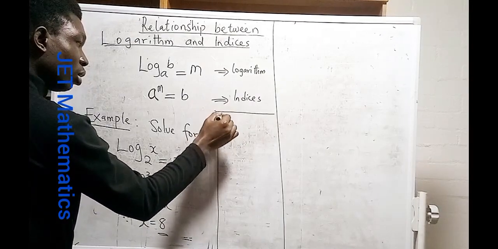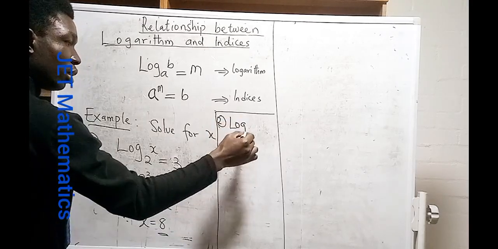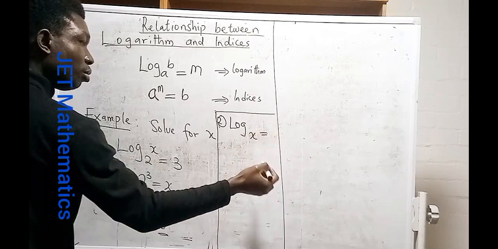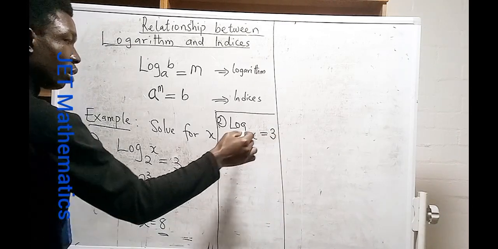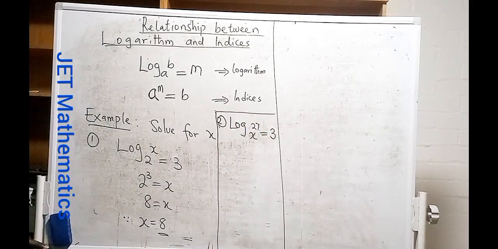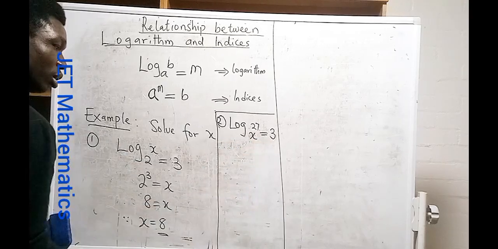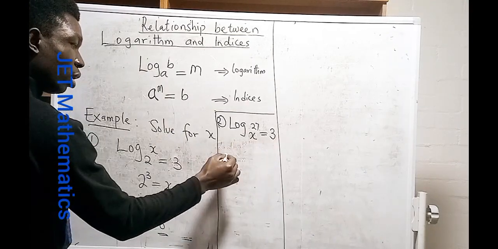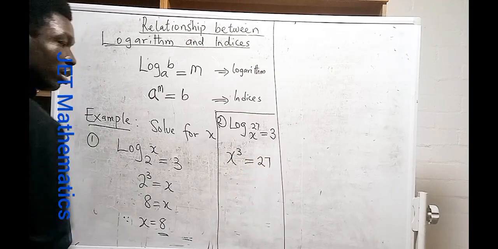Number 2, we're still solving for x. This time we have log 27 to base x is equal to 3. Using this relationship between logarithms and indices, we can translate this to become x raised to the power of 3 is equal to 27.